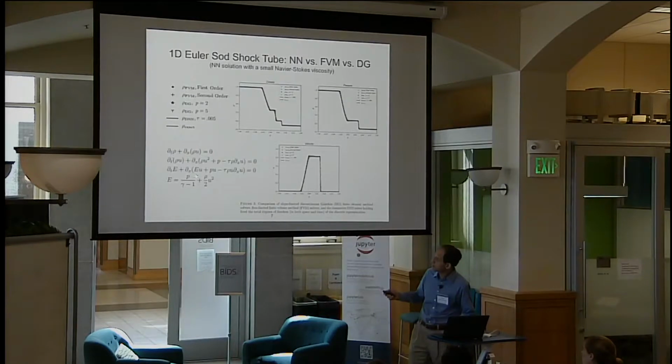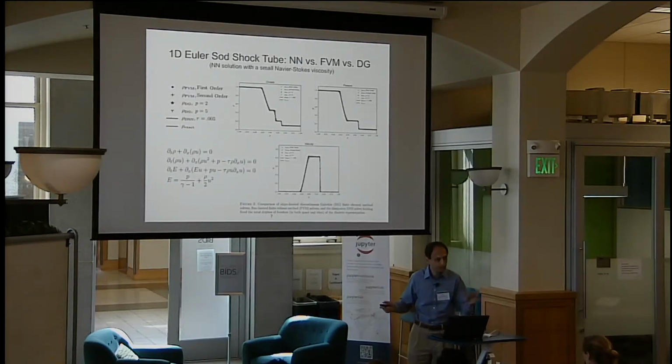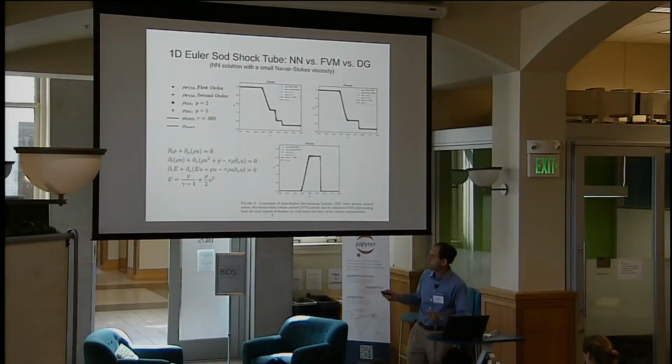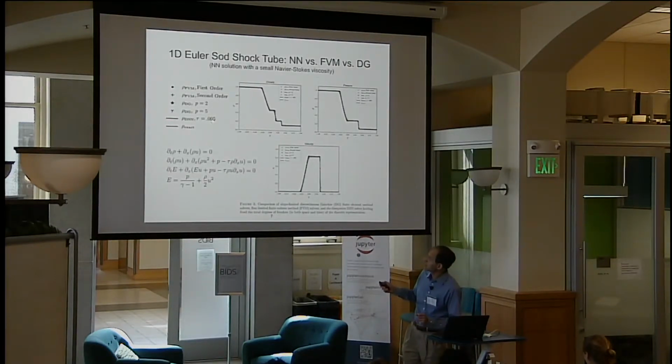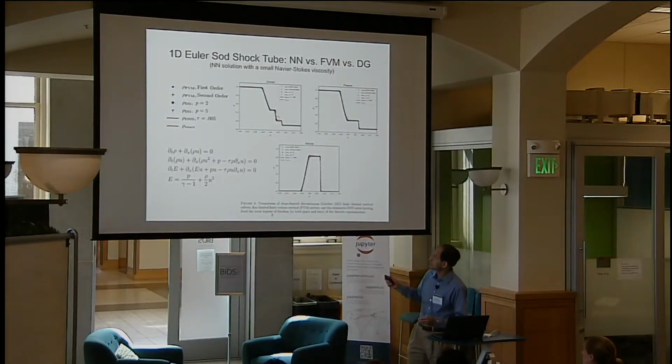So what we are doing here is we are solving these equations. These are the Navier-Stokes equations, so we vary the small viscosity to the Euler system, and compare with the classical finite volume and discontinuous Galerkin methods. And we find that the solution obtained by the neural network is very competitive with those methods.